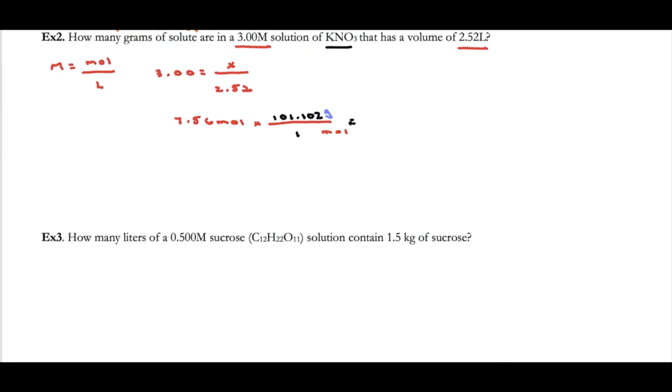So now I'm going to take 7.56, multiply it by the molar mass, and the unrounded value that I get is 764.33. Let's look back at my values that are given to me. 3.00 has 3 sig figs. 2.52 has 3 sig figs. So this needs to have 3 sig figs. So my final answer is going to be 764, and my units are grams. So 764 grams of potassium nitrate had to be added to enough water to get a volume of 2.52 liters to create a solution that had a concentration of 3.00 molar.